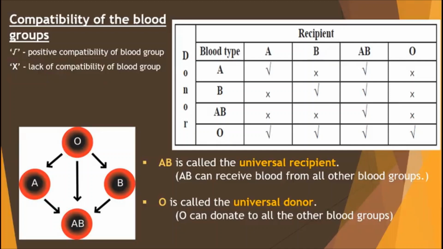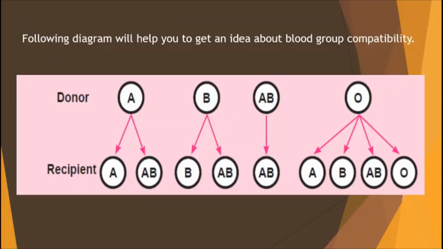The following diagram will help you get a further idea about blood group compatibility. Look at this. An A donor can donate blood to an A recipient and also an AB recipient. A B donor can donate blood to a B recipient and also an AB recipient. But an AB donor can donate only to an AB recipient. But an O donor can donate to an A recipient, B recipient, AB recipient and also an O recipient.